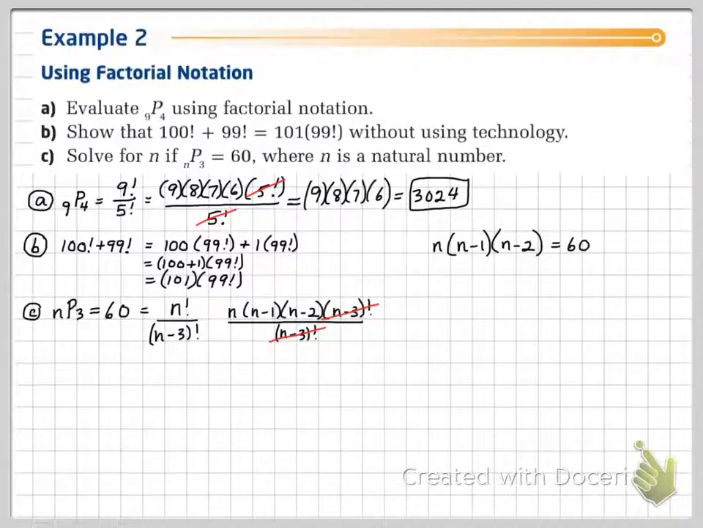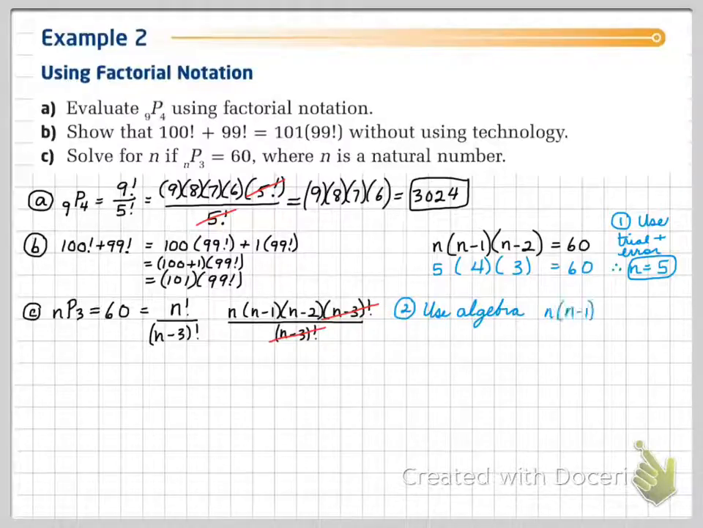If we multiply that all out, you can use trial and error to figure it out first of all. And if we did that, tried 5 times 4 times 3, we get 60. Then we found our solution using trial and error. We could also use algebra. n times n minus 1 times n minus 2 equals 60. Multiplying it, you're going to get n cubed minus 3n squared plus 2n is equal to 60, or n cubed minus 3n squared plus 2n minus 60 is equal to 0.